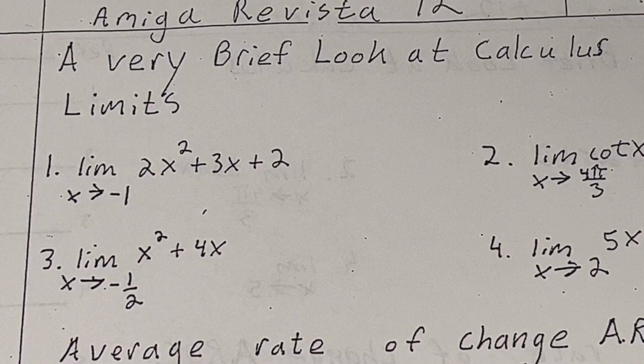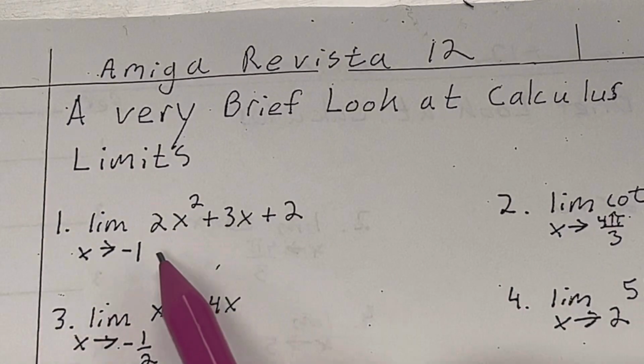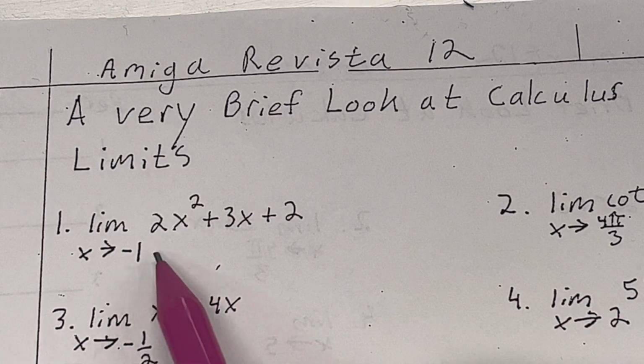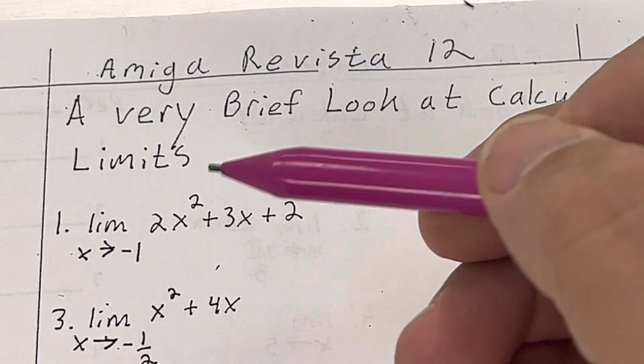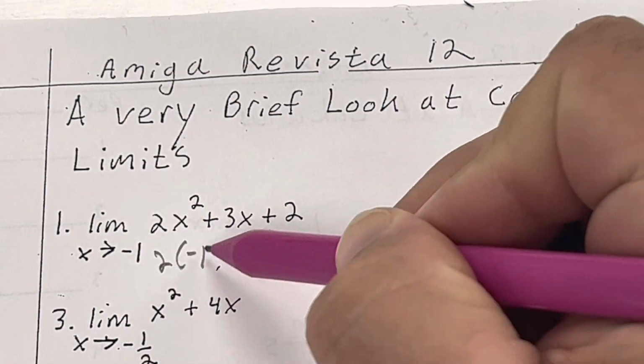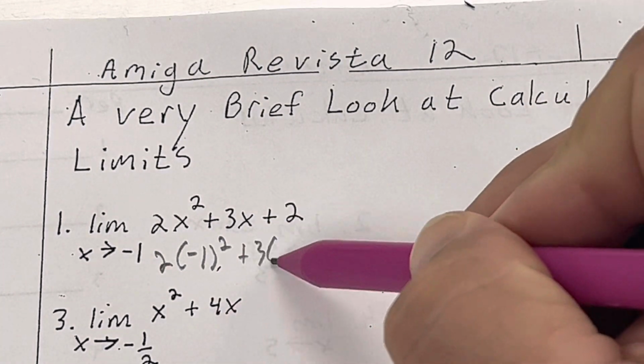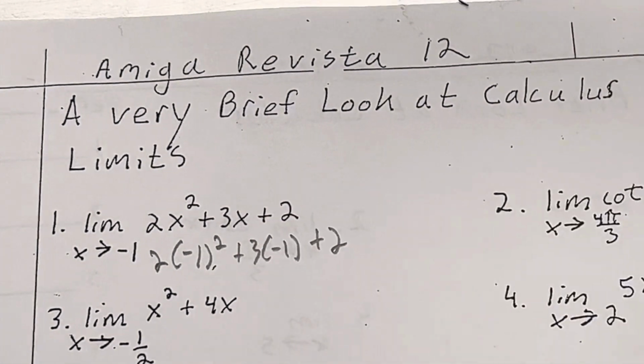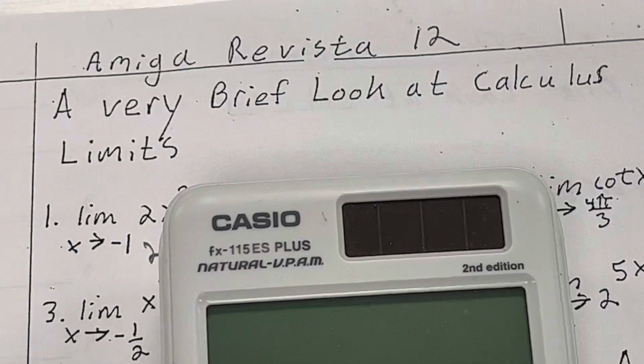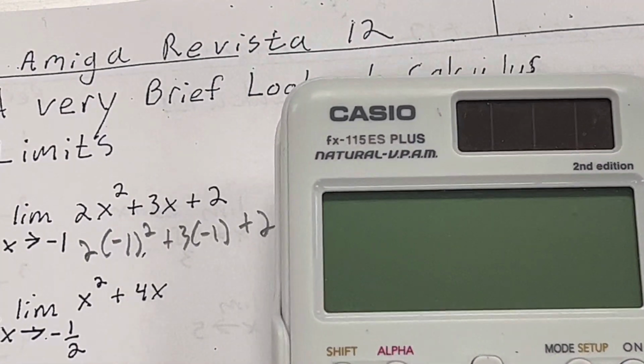Okay, a very brief look at Calculus 12. We're going to do a limit problem. So the first thing we want to do is plug that -1 in. So it's going to look like this: 2 times -1 squared plus 3 times -1 plus 2. You can do it with the arithmetic, or you can plug it into the calculator. It doesn't matter. It's calculator active.